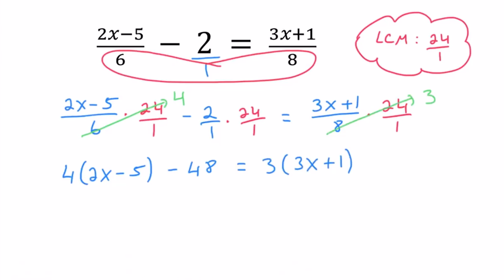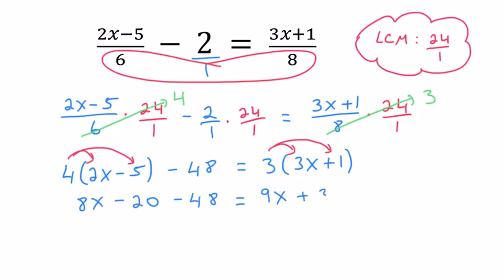So let's simplify each side separately. On the left side, we need to multiply in the 4. 4 times 2x, so that is 8x. 4 times negative 5 is negative 20. Bring down the minus 48. And then on the right side, we need to multiply in the 3. 3 times 3x, so that is 9x. 3 times 1 is 3.